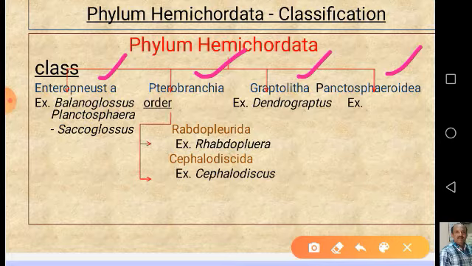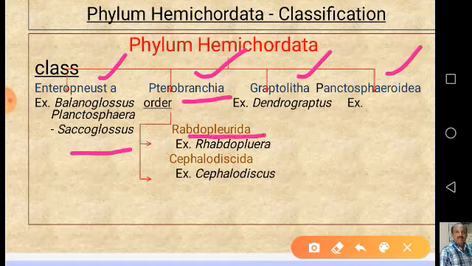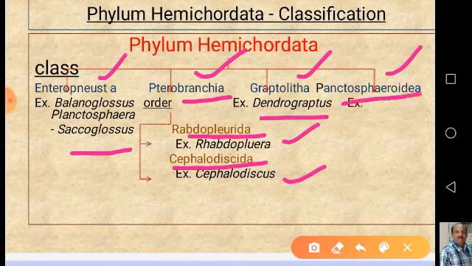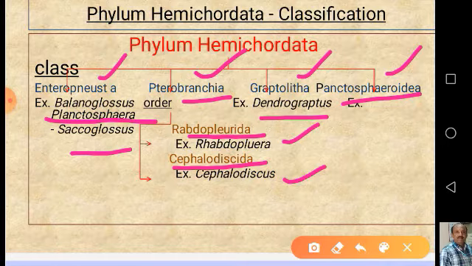Under Enteropneusta, Balanoglossus and Saccoglossus are placed. Whereas Pterobranchia is again divided into 2 orders. Order number 1 is Rhabdopleurida, and order 2 is Cephalodiscida. Under Rhabdopleurida, the best example is Rhabdopleura, and Cephalodiscida has Cephalodiscus as its example. Under the Graptolithina, Dendrograptus is the best example. For Planctosphaeroidea, the example is Planctosphaera. So this is the classification of Hemichordata.